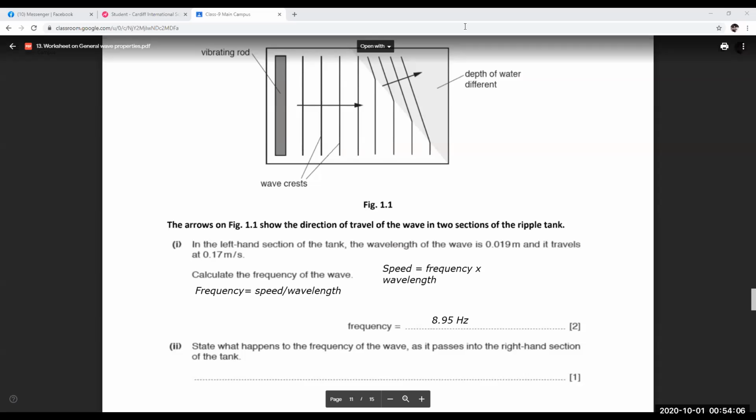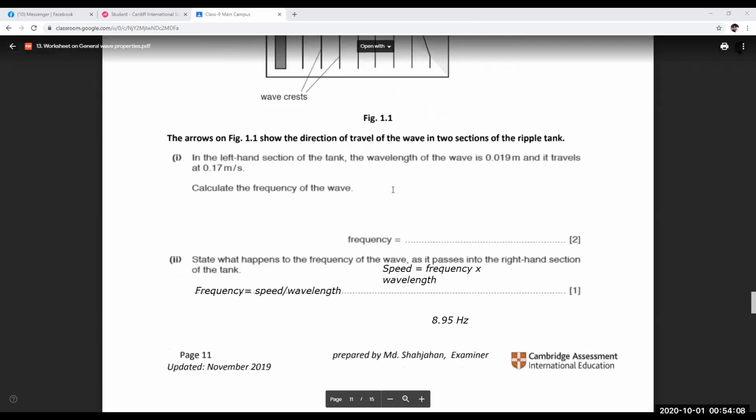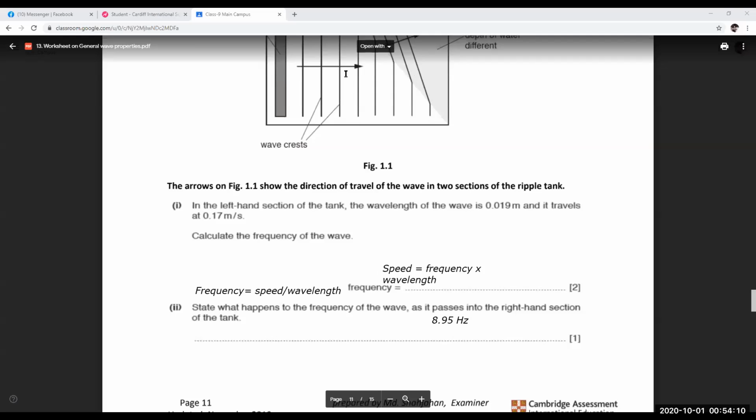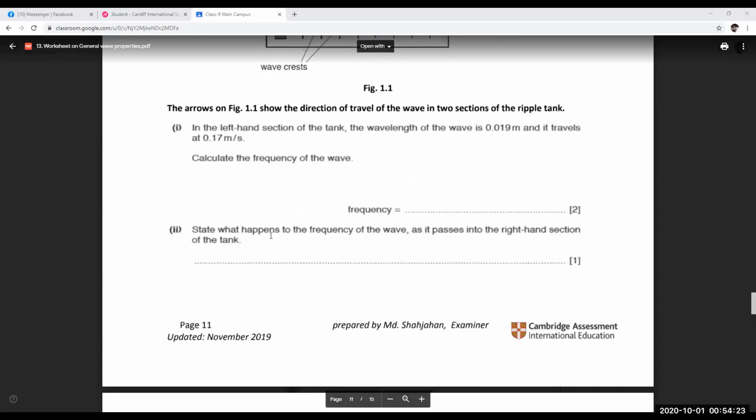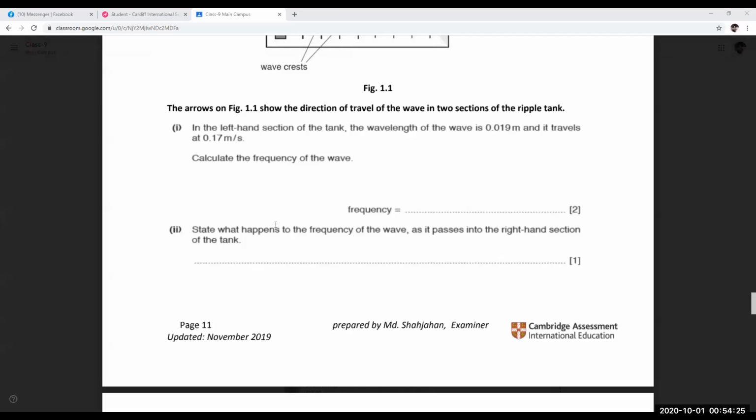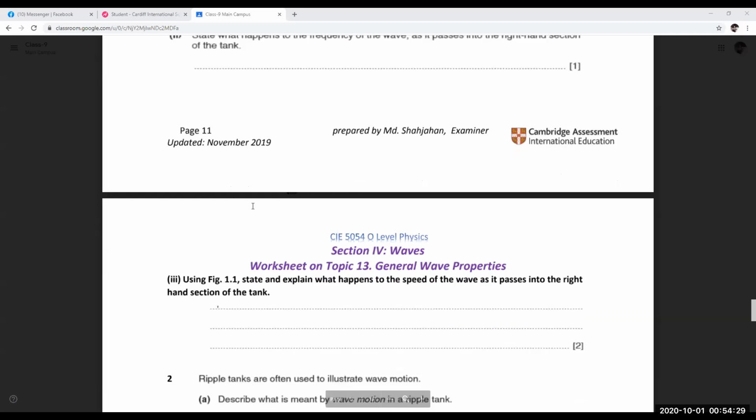Can you read, Shivanto? Okay, sir. Sir, remove this. One second, sir. State what happens to the frequency of the wave as it passes into the right-hand section of the tank. Using figure 1.1.